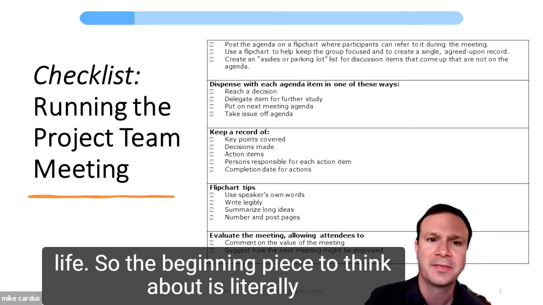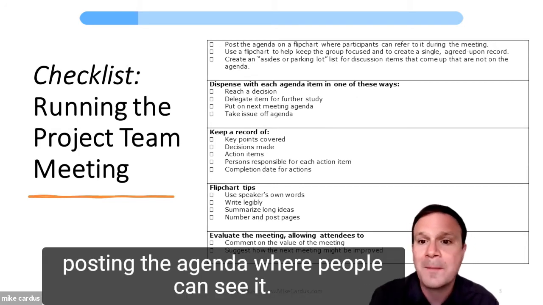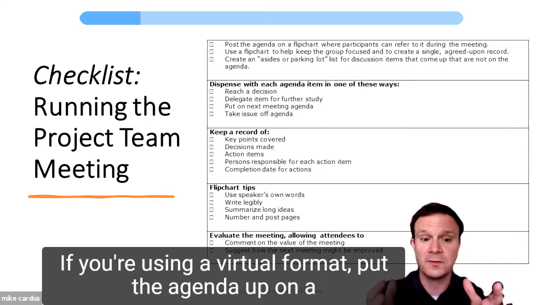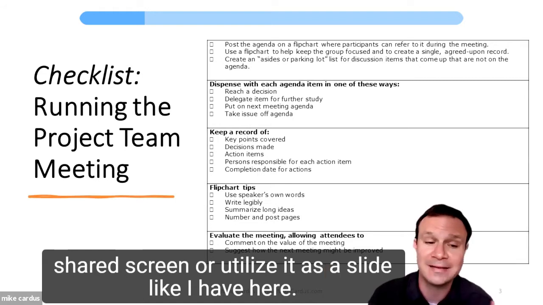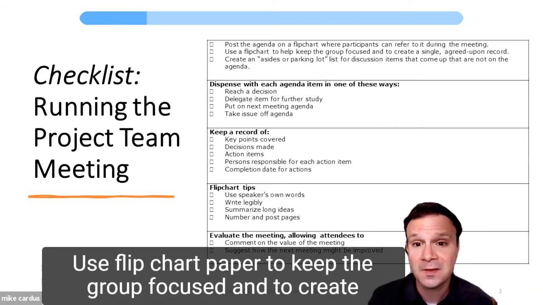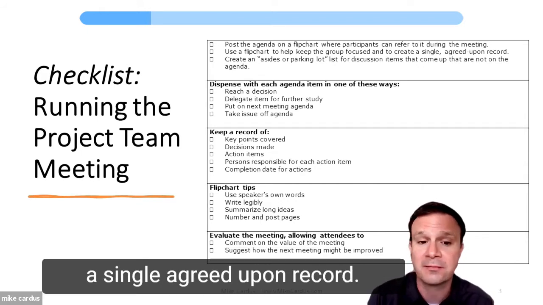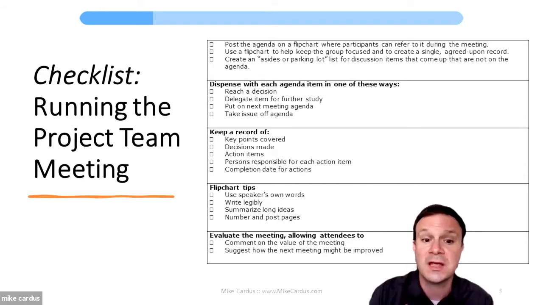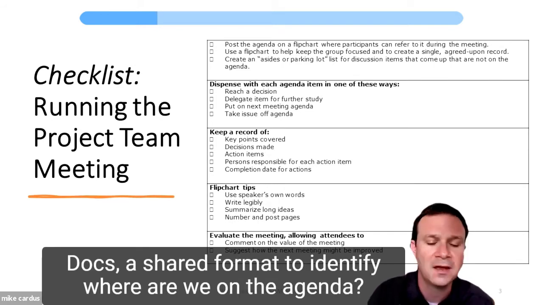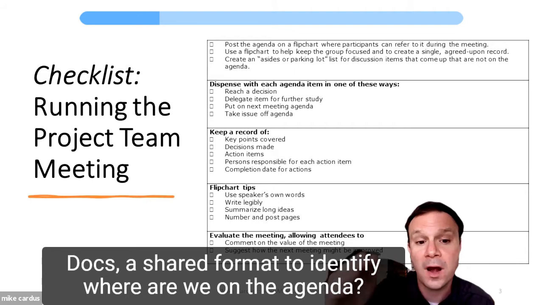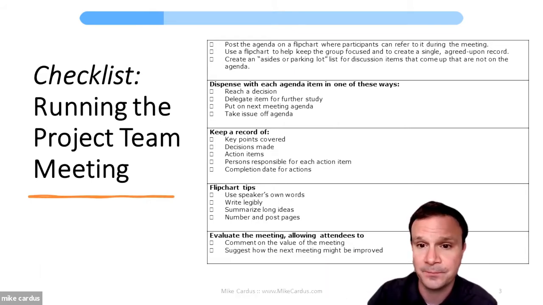So the beginning piece to think about is literally posting the agenda where people can see it. If you're using a virtual format, put the agenda up on a shared screen or utilize it as a slide like I have here. Use flip chart paper to keep the group focused and to create a single agreed upon record. Share the information. On virtual teams, you can use things like Google Docs, a shared format to identify where we are on the agenda, what's being discussed, where we focus our time.